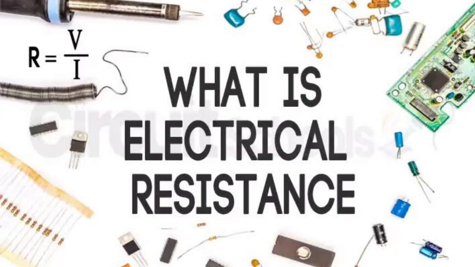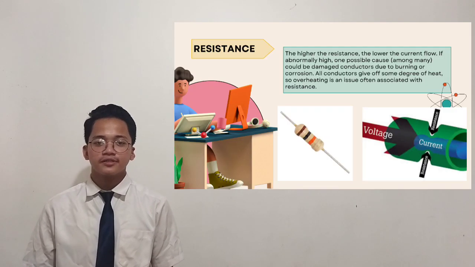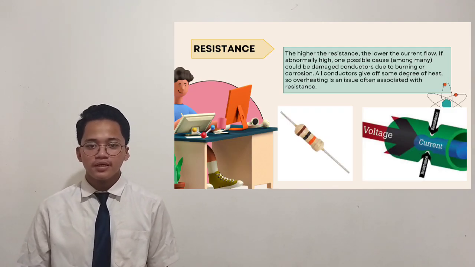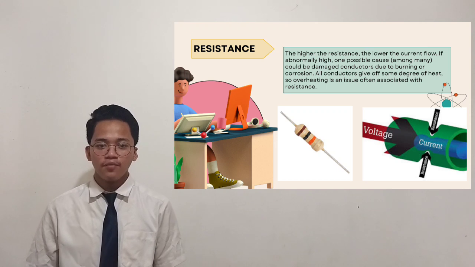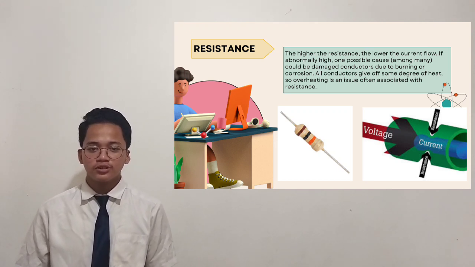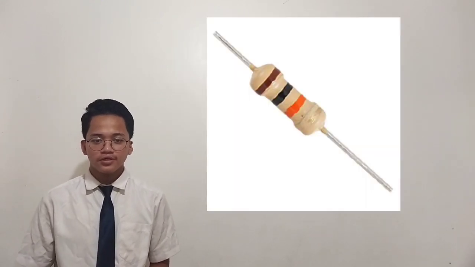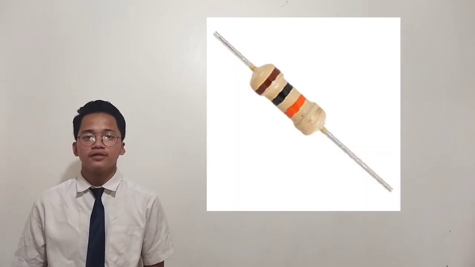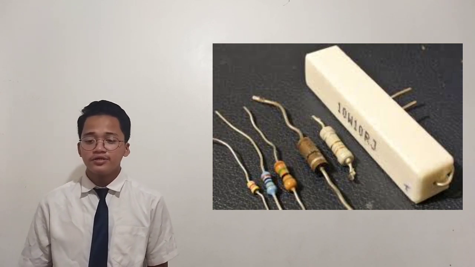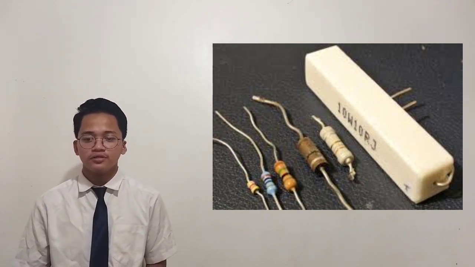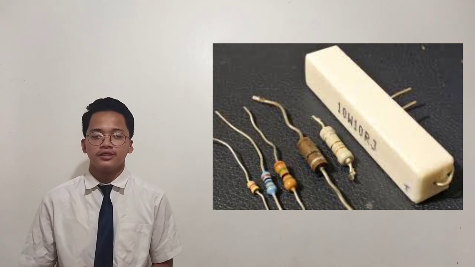Resistivity is determined by the material's intrinsic properties and is independent of its shape and size. Resistance: the higher the resistance, the lower the current flow. If abnormally high, one possible cause among many could be damaged conductors due to burning or corrosion. All conductors give off some degree of heat, so overheating is an issue often associated with resistance. In other words, resistance is a measure of the opposition to current flow in an electrical circuit.